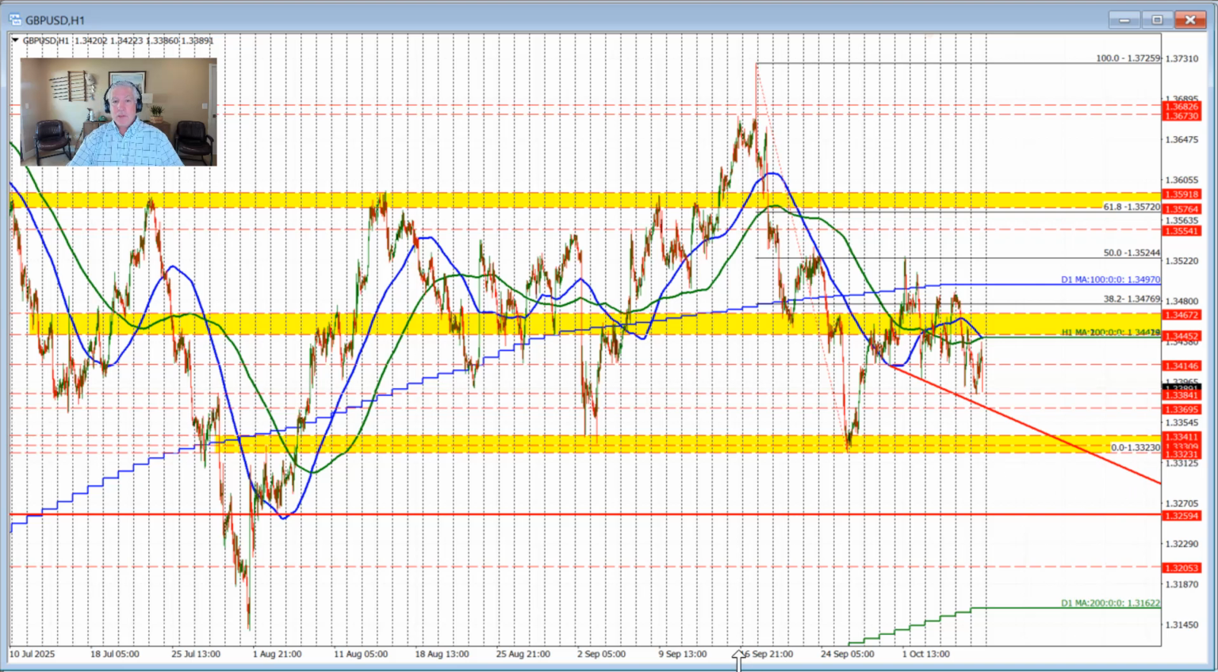So sellers are trying to take back control in the euro. They are, with the new low being made. The pound versus US dollar is testing the old low. We'll see if they can get through that and increase the bearish momentum.